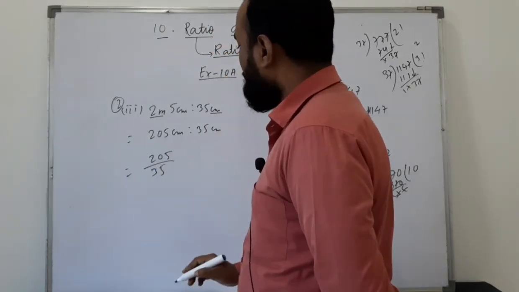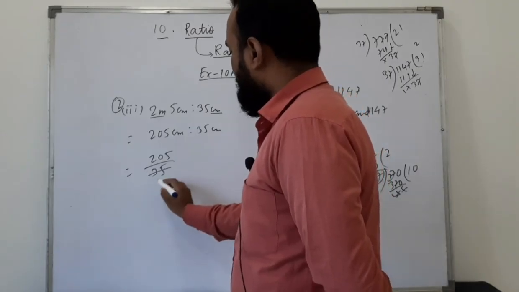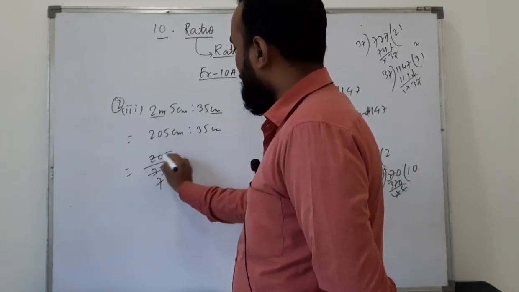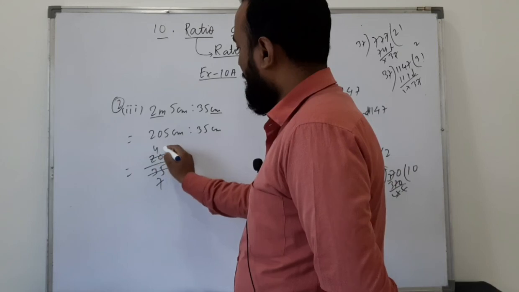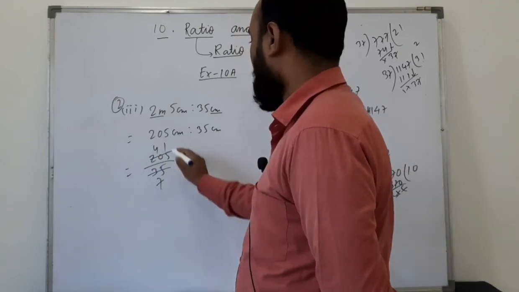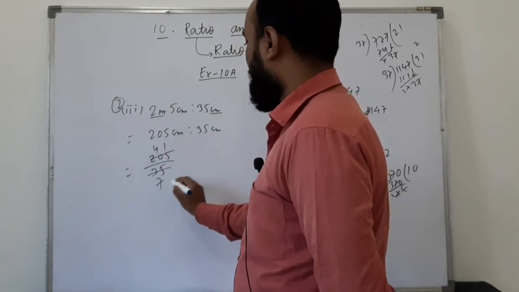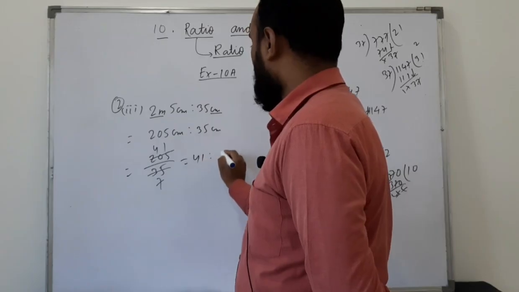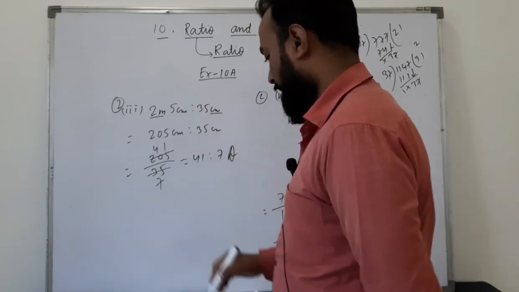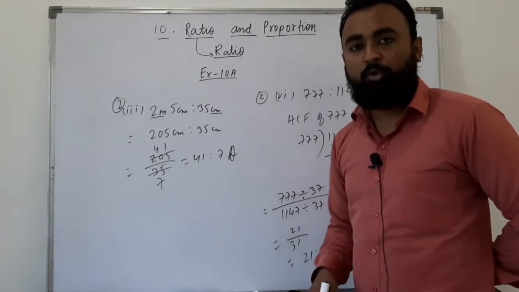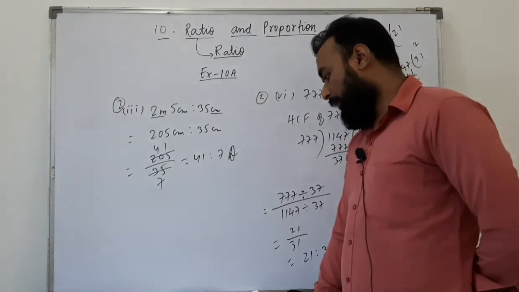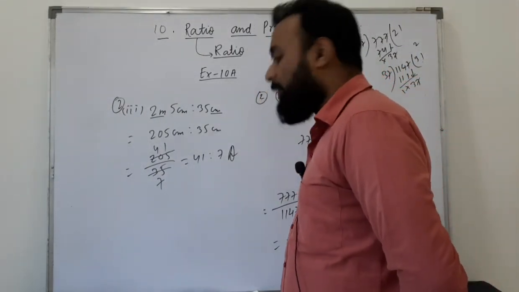Dividing by 5, we get 41 and 7, that is 41:7 is your required answer. So like this you can solve questions number 1, 2 and 3. So go through the exercise, that is 10A, and solve.